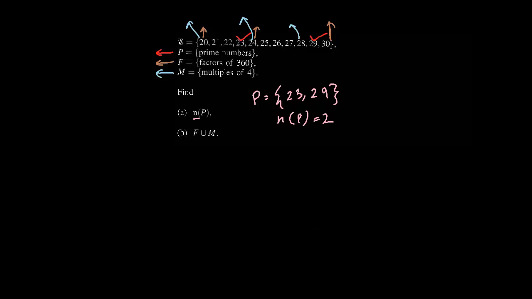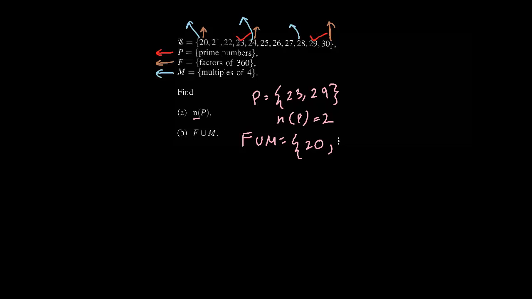F union M, that means this one. So we have to write everything that there is. So F union M, write everything that there is. So for F, we have 20. M is also 20. So we write 20 once. Then we have 24. That's also common.